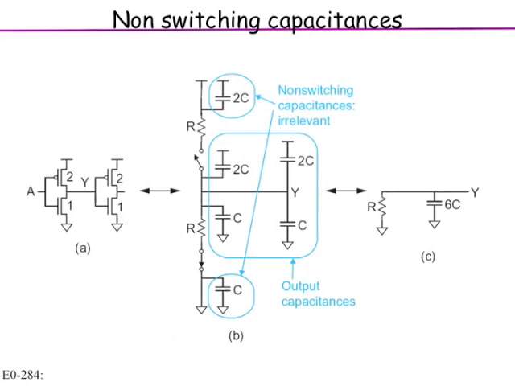Delay of which gate? Delay of this gate, the first gate. Of just the first gate. That means the delay of A rising to Y falling or A falling to Y rising, and we are looking at the 50% to 50% point. Right? So the propagation delay.